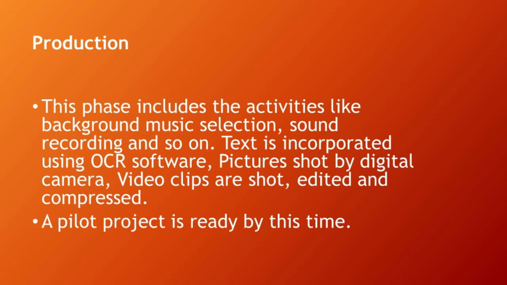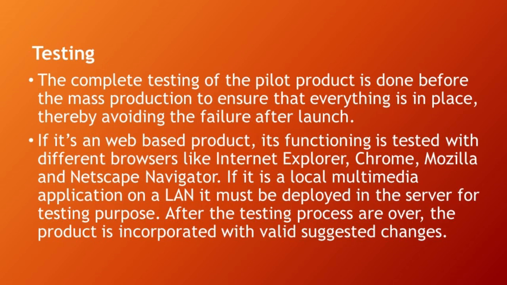Text is also incorporated using OCR software, optical character recognition, where optical character recognition is a software that reads what is written on a piece of paper and converts it into editable text, the text that you can edit. So pictures needed can be shot using a digital camera, or videos that are needed can be shot, edited and compressed. All these happen in the production phase. So all these are put together and a whole multimedia app or an animated movie is done here in the production phase. So a pilot project is ready by this time.